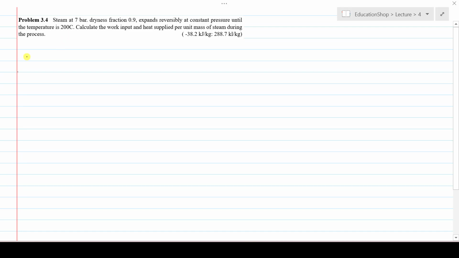Let me write the data that is provided in the statement. First is the pressure P1, in Newton per meter square, 7 times 10 to the power 5. Initially the steam is at 7 bar and the first state point is in the wet region, with dryness fraction x1 equal to 0.9. The steam undergoes a constant pressure process, meaning pressure P1 must be the same as pressure P2. The final state temperature T2 is 200 centigrade, and the second state of the steam is in the superheated region.